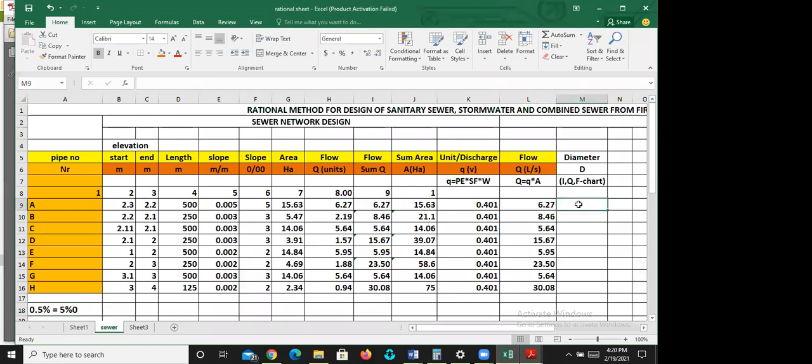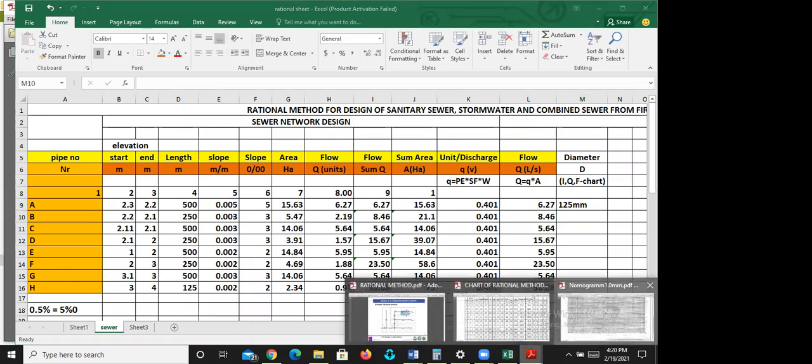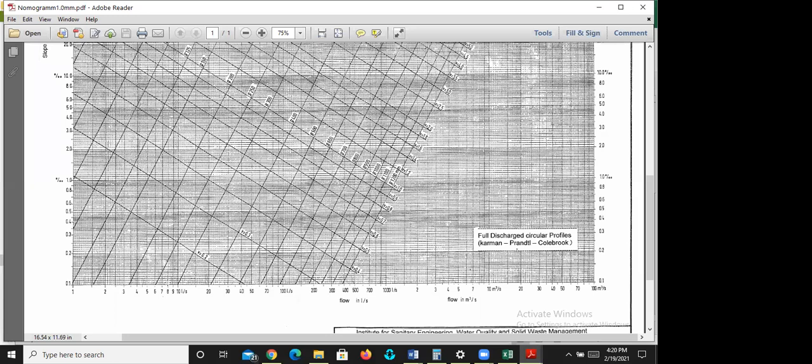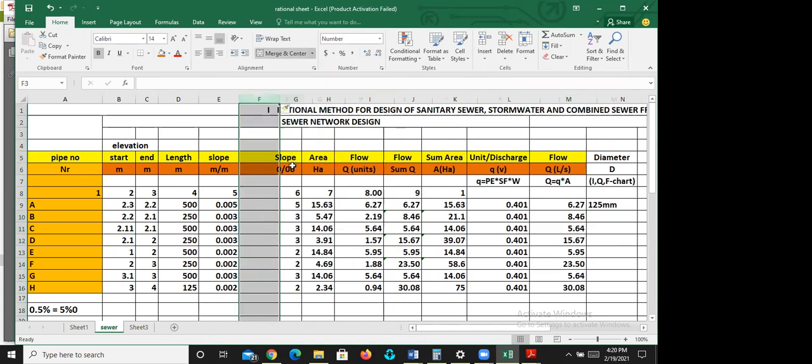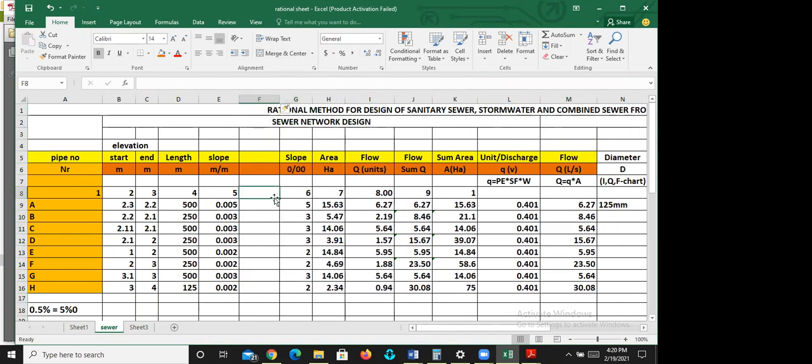So this one, the diameter is 125 millimeters. We'll go to the second one, 8. So this is 8 here. I'll read the 8. What is the slope? The slope is 3 per mil, which is 0.3%. So let me put this so that someone will not get confused. This is 0.3%. I formatted that cell.